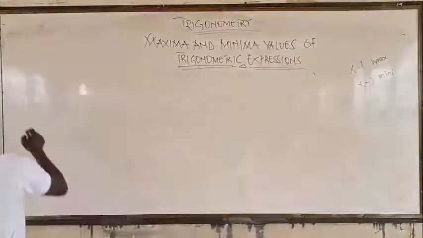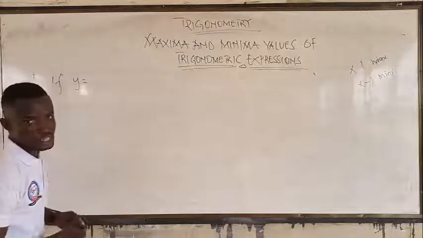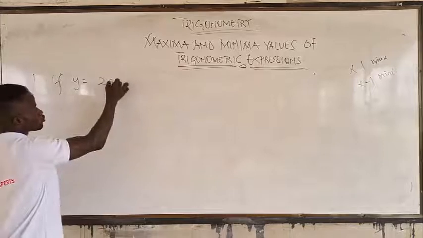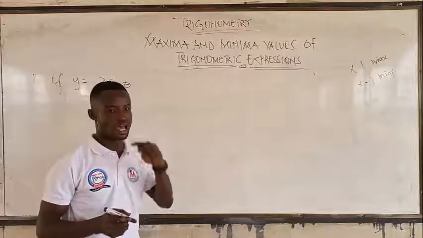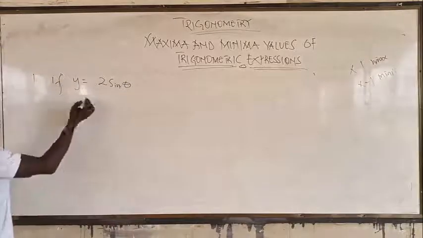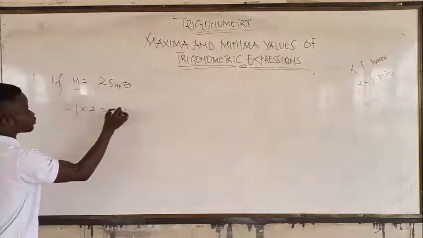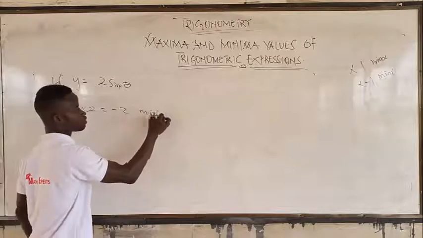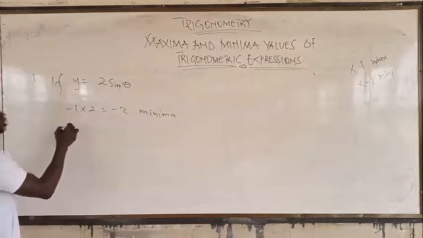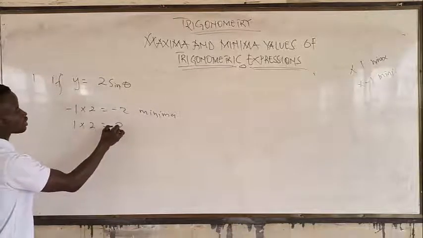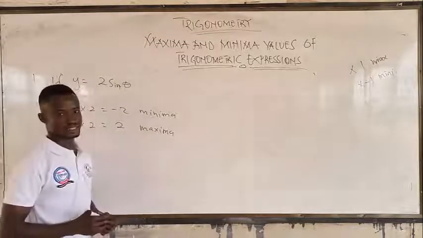So for question 1, if y is equal to 2 sine theta. Now, having this, when you multiply -1 by 2, you get -2. And that is the minima. How you can see that? Very good. And when you multiply 1 by the 2, you get 2. And this is the maxima.